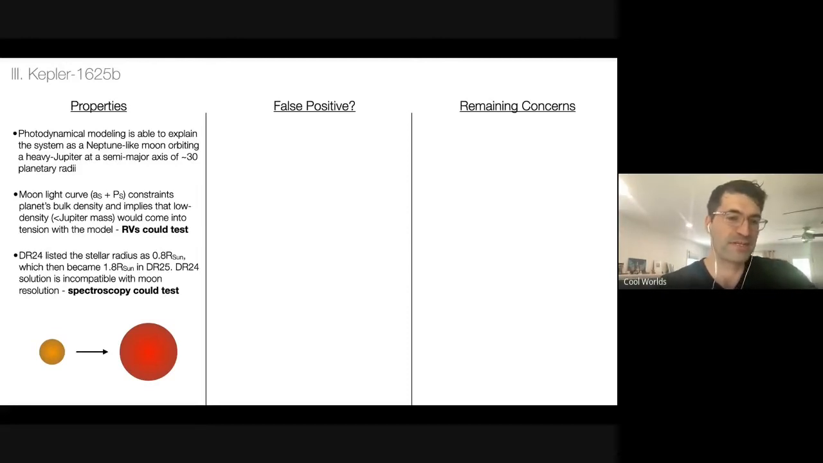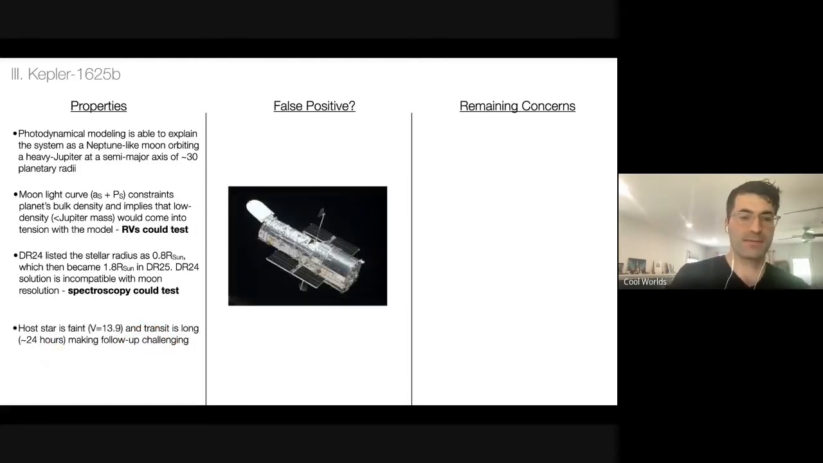So what happened between there? Obviously you'd think, well, that's a pretty big change, and we can only explain it if DR25 is right. From DR1 to DR24, it was 0.8. It's only DR25 it moved up. So spectroscopy could test that. These are things to keep in mind.